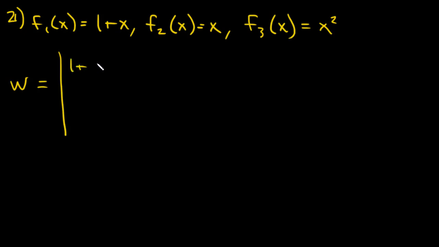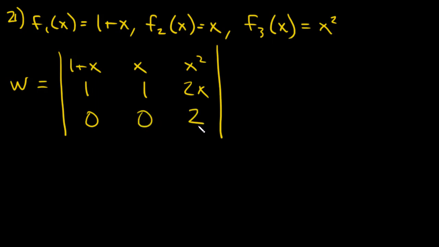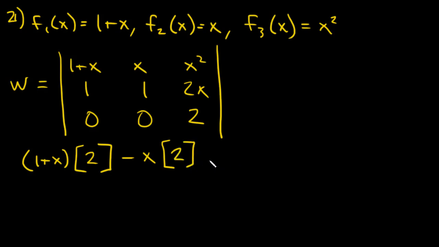So I'm going to have 1 plus x, x, and x squared. Okay? So I'm going to wind up with 1, 1, 2x, 0, 0, 2. Okay? So I'm going to start off with 1 plus x times 2 minus x times, it's going to be this 2. Nice, it kind of worked out that way. And then finally, plus x squared times 0.